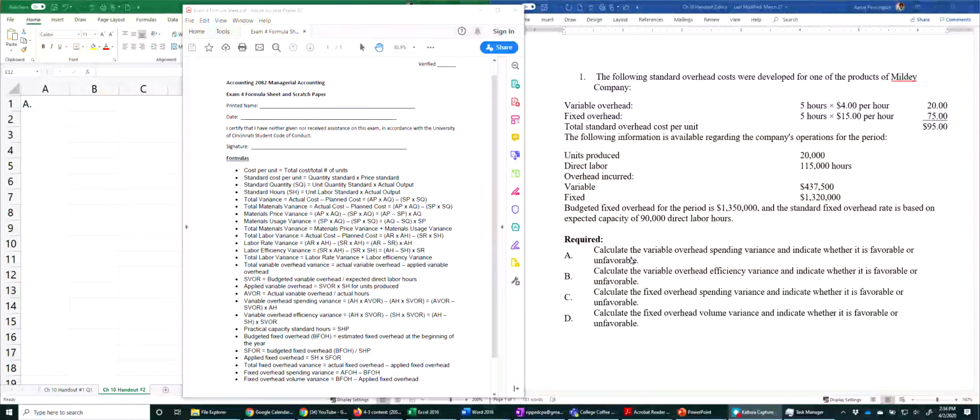Calculate the variable overhead spending variance and indicate whether it is favorable or unfavorable. So we're going to look for our formula. That's this one here. And it's presented in two ways. The way this particular problem is set up, let's use this first iteration. Actual hours times actual variable overhead rate minus, I think I said that wrong, so let's say that again: actual hours times actual variable overhead rate minus actual hours times standard variable overhead rate.